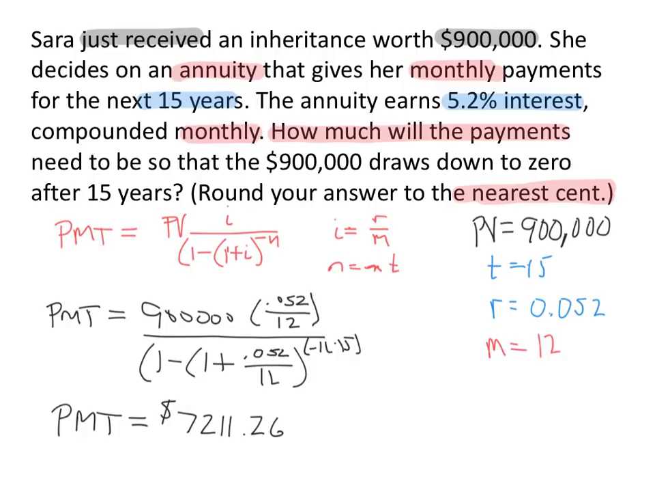I'm going to enter all of this on my calculator exactly as it's typed. And when I do, I end up with the payment is $7,211.26. Why do I finish it with 26 cents? I go back here and I check, how do I want to round to the nearest cent?